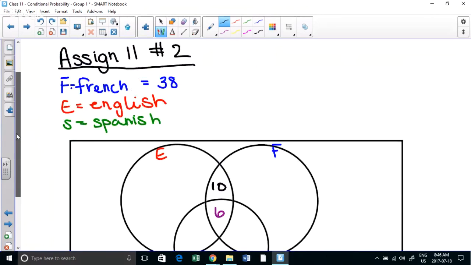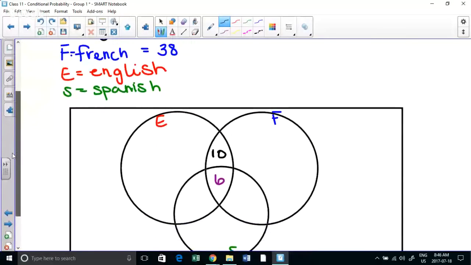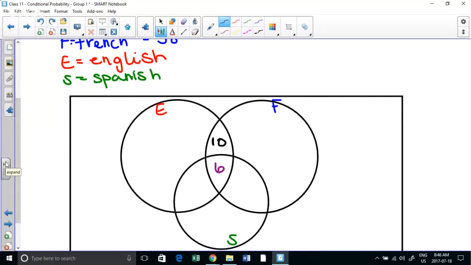Assignment 11, number 2. 20 people can communicate in Spanish only. So that goes in the Spanish only portion of the Venn diagram. 8 people can communicate in French and Spanish, but not English. So that goes in the overlap of French and Spanish. 12 people cannot communicate in any of these languages, so they wouldn't fall in there. They would fall outside the Venn diagram.